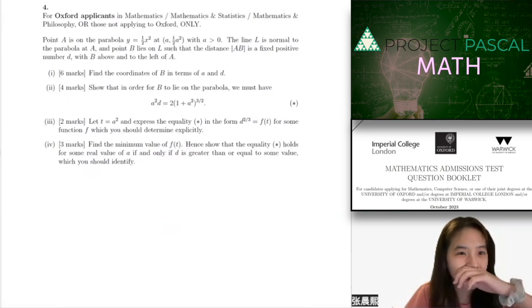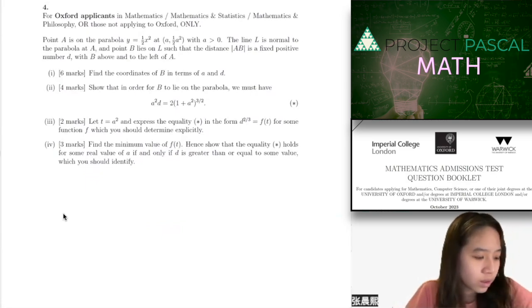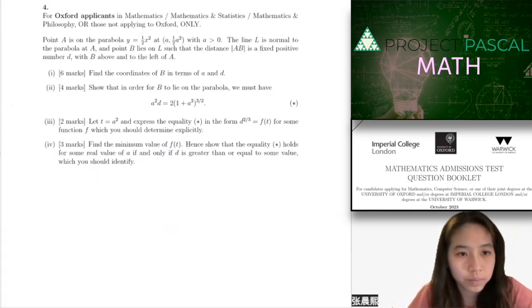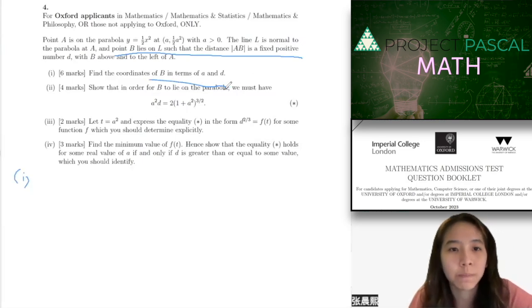Once again, very tedious problem. I also don't know why MAT problems are always so tedious. But yeah, find the coordinates of B in terms of A plus D. So B lies on L so that AB is a fixed positive number D.